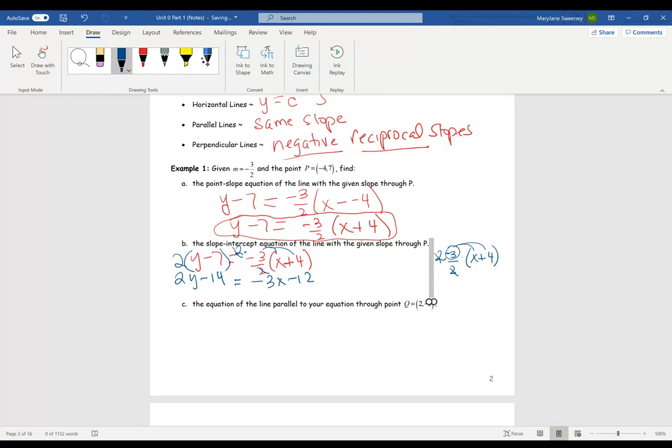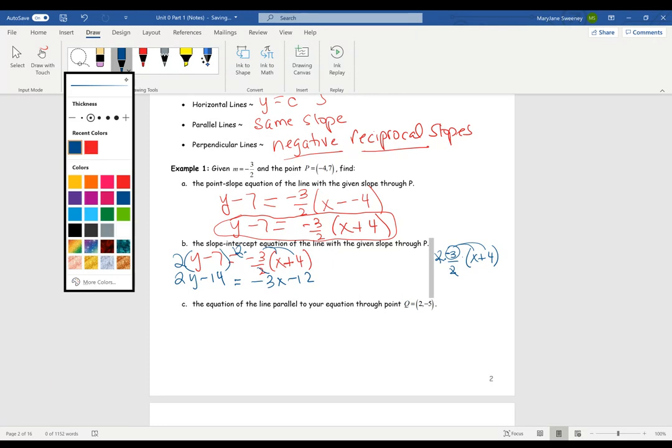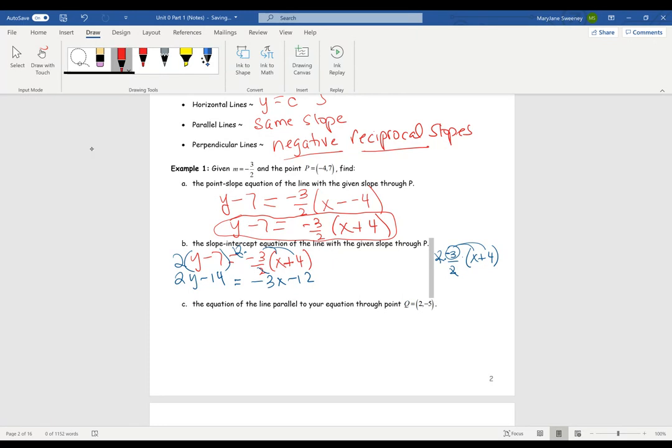Then, to get slope-intercept form, you solve for y. So I would then add 14. I would have 2y equals negative 3x, and then negative 12 plus 14 is a positive 2. And then I would divide by 2 and get y equals negative 3/2 x plus 1.